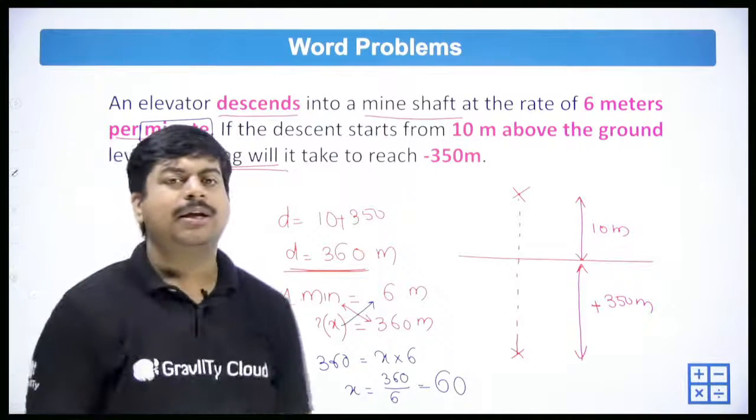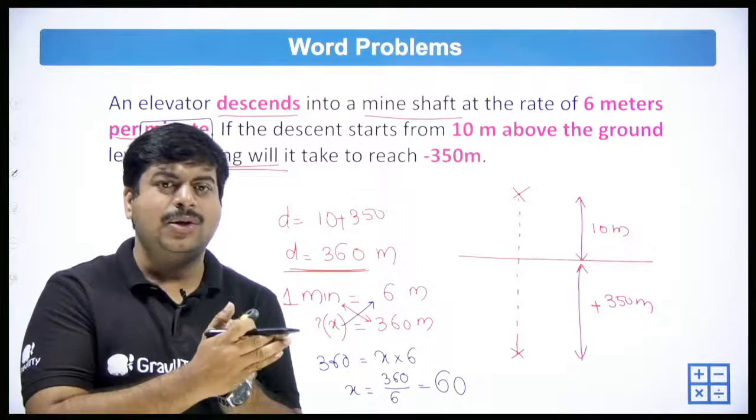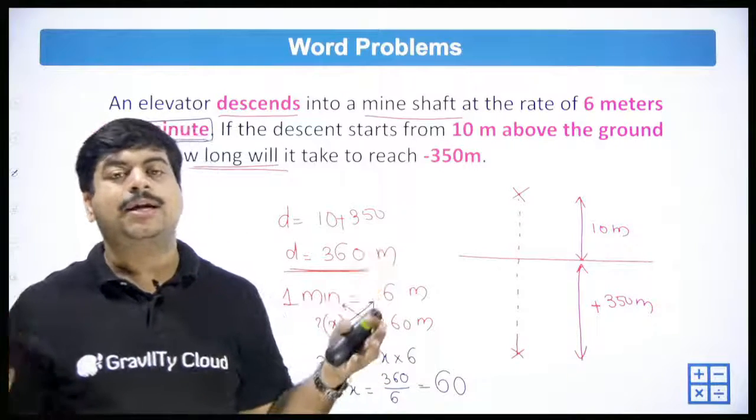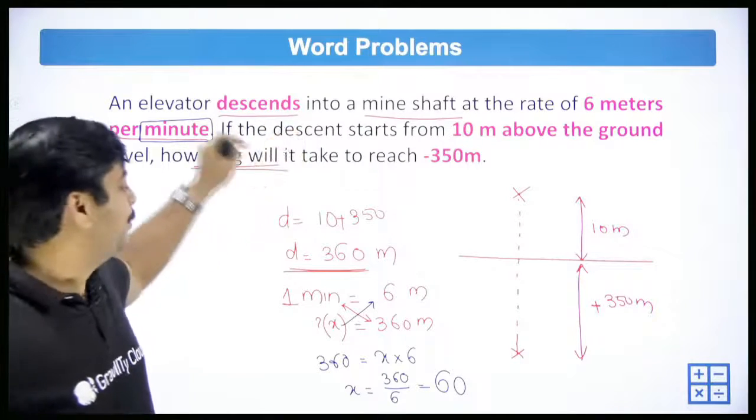When you say 60 without mentioning the units, you don't know whether it is 60 seconds, 60 minutes, 60 hours, 60 days, or 60 years. We cannot say that. So always you should be very confident with the units. So it is minutes. Okay.